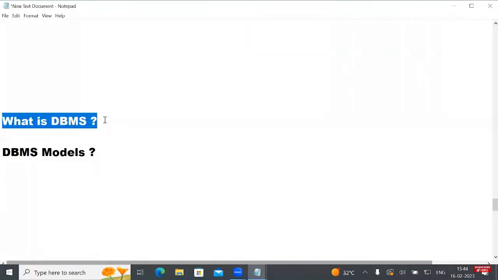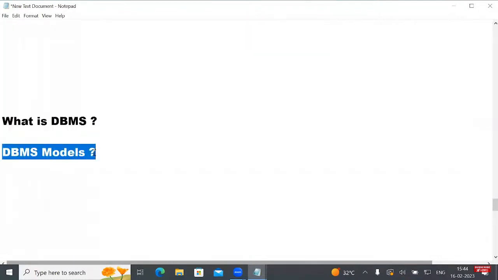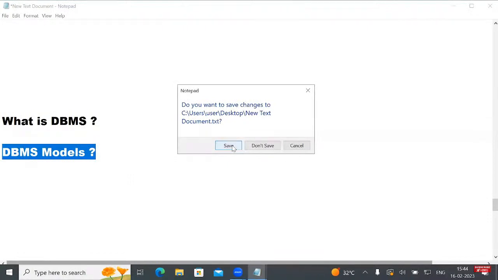Now we will see what our question is: what are DBMS models? In these models, our Oracle comes under which type of DBMS model? All that information we will discuss tomorrow.